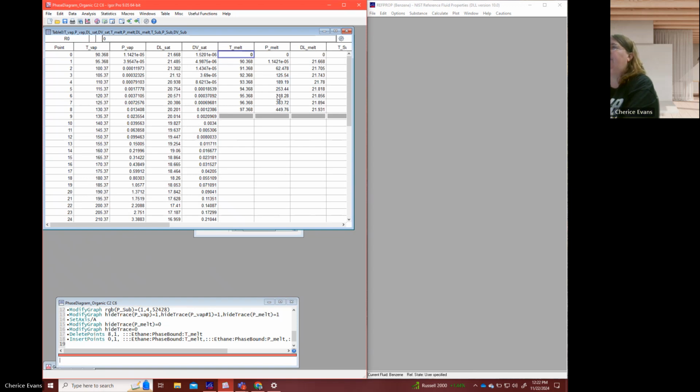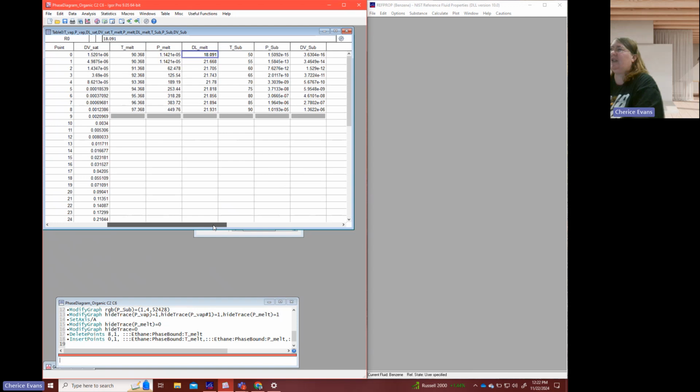So at 90.368, the pressure is still 1.421 E to the minus 5. And I'm just going to put this density in the density liquid of melting, because it's not really worth putting it in the density of the solid, because I don't really have a solid. And here in the sublimation, I'm going to do the same thing.